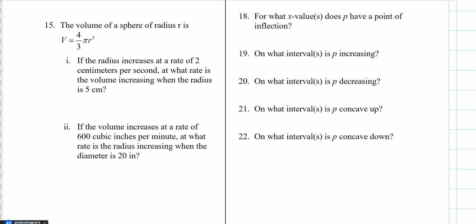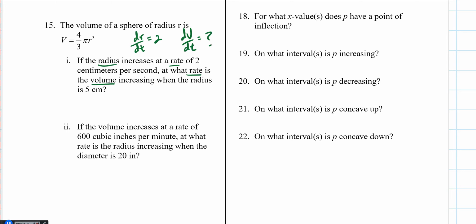So I read this, I see these words rate all over the place. I'm thinking related rates, which means I need to have something in terms of d over dt. I'm taking a derivative with respect to time. So if the radius increases at a rate of 2 centimeters per second, that's going to be dr/dt, which is 2. And it says, what is the rate that the volume increases? So that means I'm looking for dV/dt.